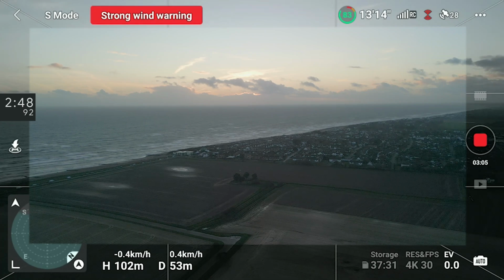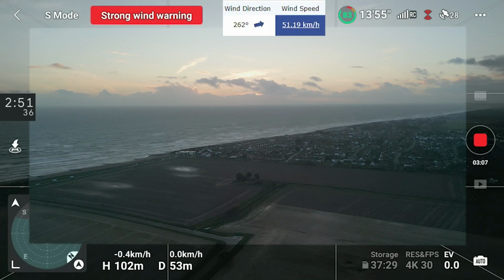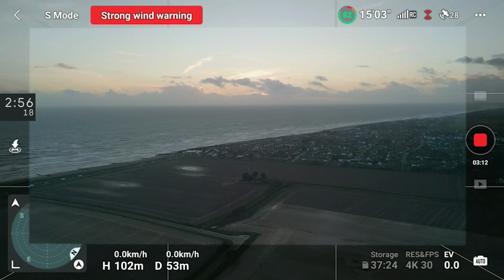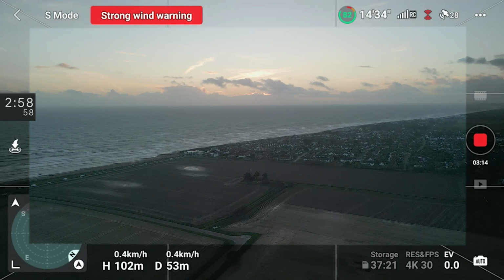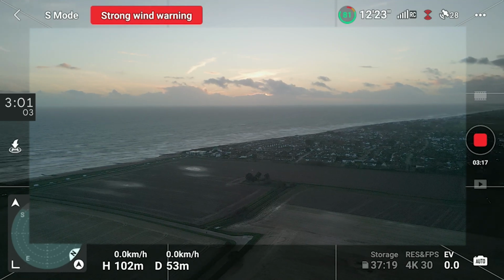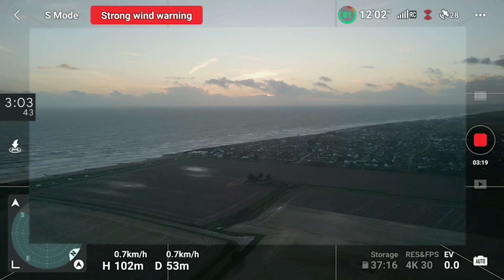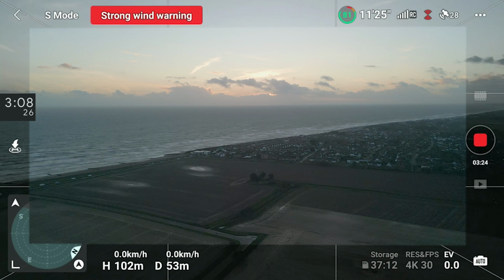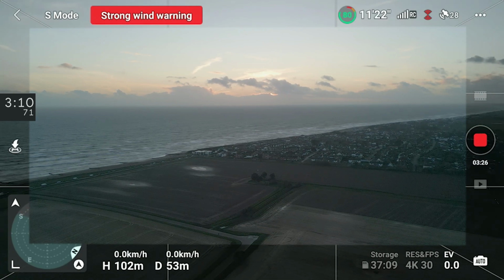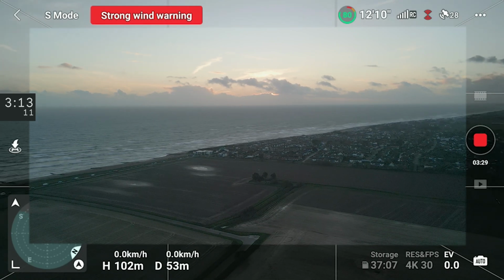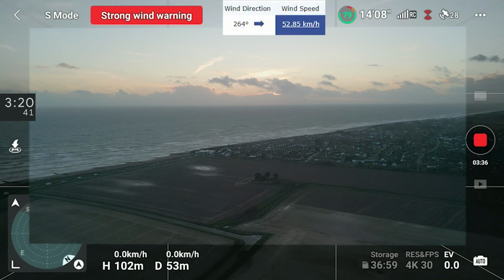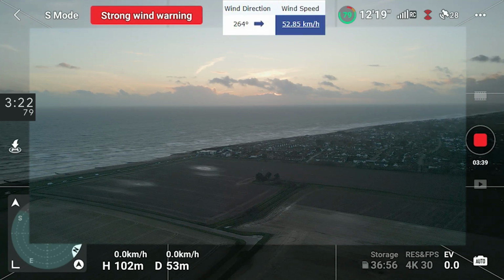So I've climbed up to 102 meters here. Winds are around 50. I think the average was 54 kilometers an hour at this height at this particular time. Obviously the sun's just about to go below the horizon, but the clouds are in the way, so I didn't get any sunset pictures here. It's totally behind the clouds. So 52.85 kilometers an hour.